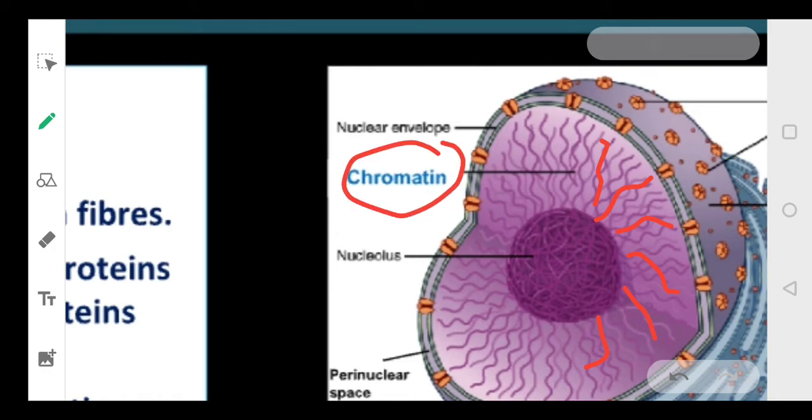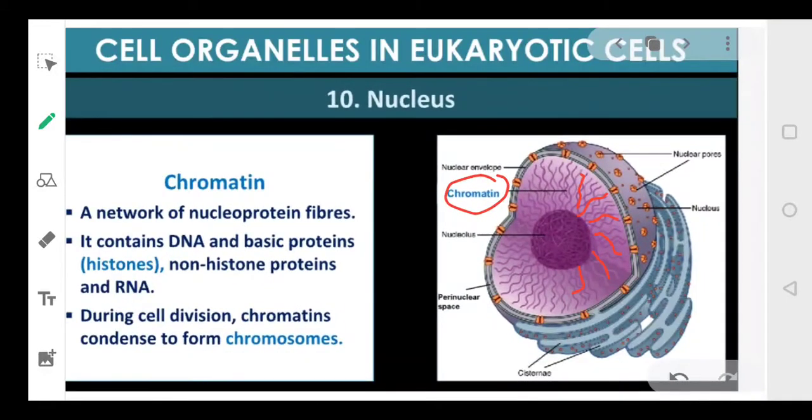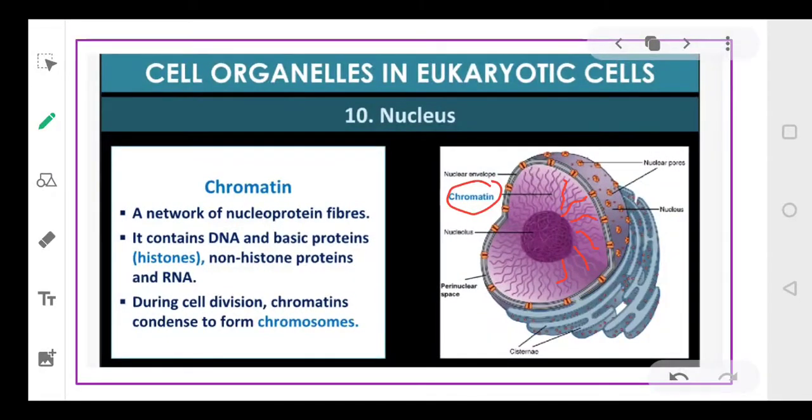Okay, so during resting phase, when the cell is not dividing, you will observe a network of fibers, or you will observe chromatin. But when the cell passes through the different stages of cell division, this chromatin material condenses to form the chromosomes. Okay, when your cell starts to divide, before that this chromatin material will condense and form chromosomes. And this chromatin material basically contains DNA.